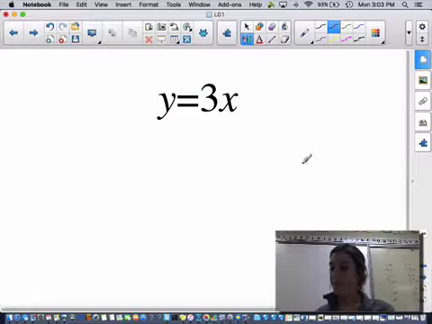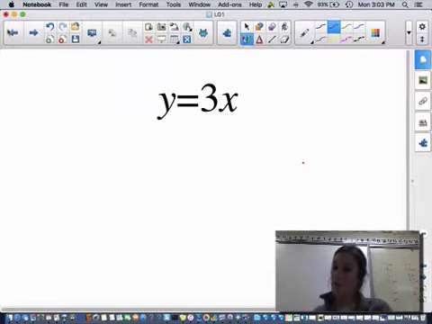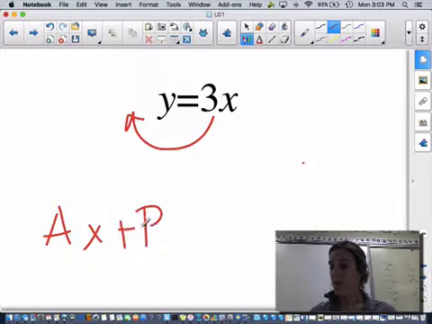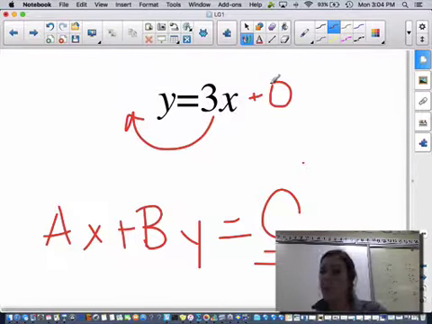And how about this one? This one, I can get my x to the other side. Right now, again, remember standard form is ax plus by equals c. So this c value could be 0. A, b, and c could be 0. So I'm just going to write plus 0 here, just so I know that there's something there. It may be 0, but there is something there.